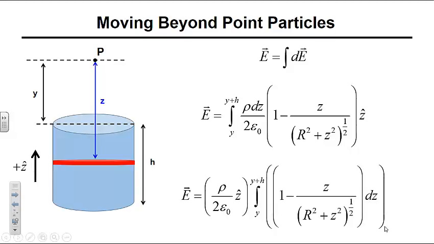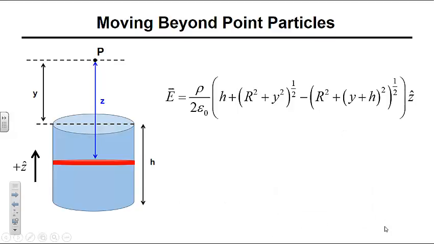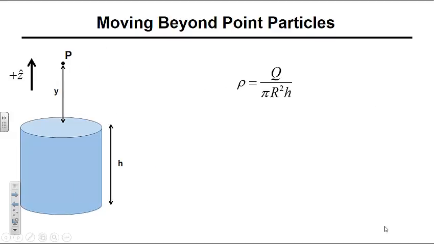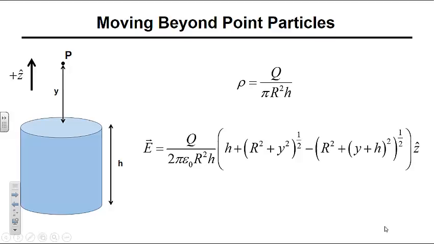Since the cylinder is uniformly charged, the electric charge density is constant and can be taken outside the integral, along with the other constants. This integration is straightforward and gives us this equation. We arrive at the final equation by substituting the expression for the electric charge density of the cylinder.